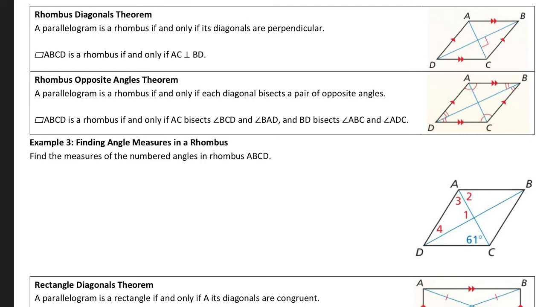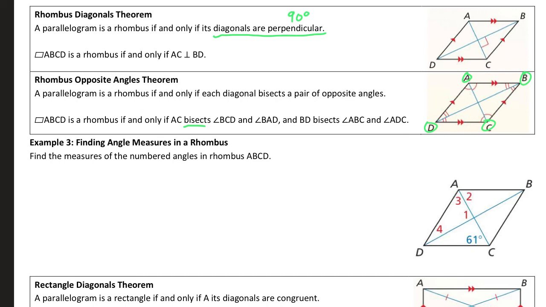So in a rhombus, diagonals are perpendicular, meaning they meet at a 90-degree angle. And the other part of this, the diagonals bisect the angles. So in this rhombus to the right, A is being bisected, cut in half. B, D, and C are all being bisected, okay? So diagonals are perpendicular, and they bisect the angles, or the vertices. They bisect the angles at those vertices.